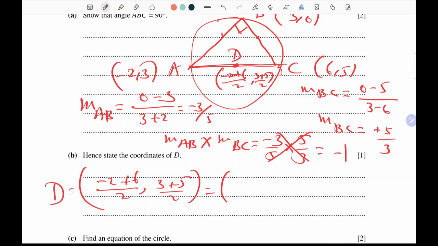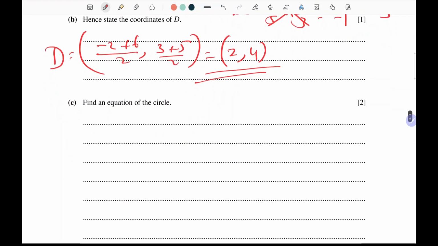So how much? This is D. So minus 2 plus 6, that's 4. 4 over 2 is 2. And 3 plus 5, that's 8. Right, 8 over 2 is 4. So 2, 4 is the center. That's fine. Equation of the circle.